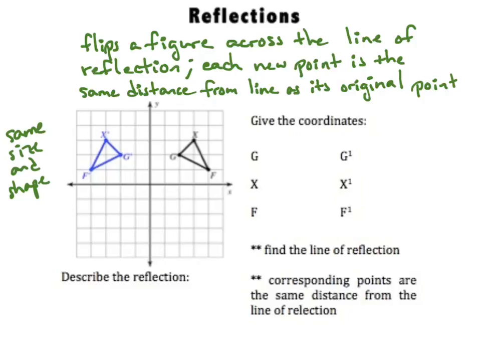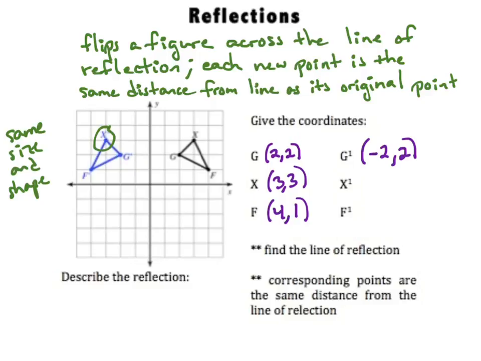All right, so let's see. It already gives us our initial figure and the figure after it's transformed, so our image. And let's go ahead and get the coordinates. There's our point G. Go ahead and pause and practice finding the coordinates of the rest of the points. Here we go. There's X, 3, 3. There's F, 4, 1. G prime, or G sub 1, is -2, 2. X sub 1 is -3, 3, and F sub 1 is -4, 1.